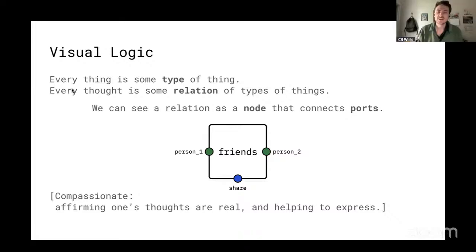Nathan prompted me to think about what compassionate mathematics means to me, and after thinking about it a bit, or how it relates to what I'm doing, I think a basic and important form of compassion is to affirm one's thoughts are real and help to express them. So compassion, either to yourself or among each other, being able to affirm that we're each having our own real experiences and be able to express them in a way that brings them out into the open, makes it less intimidating and allows the person to reflect on the ideas and build upon them.